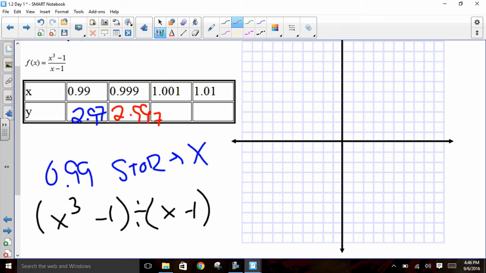Okay, same idea. Now we're going to do 1.001. So we're going to store that into our calculators. We got about 3.003. And then for that last one, when we do 1.01, I get 3.03. So it looks like when I mathematically calculate this out, I'm getting really close to what value? I get pretty close to 3.